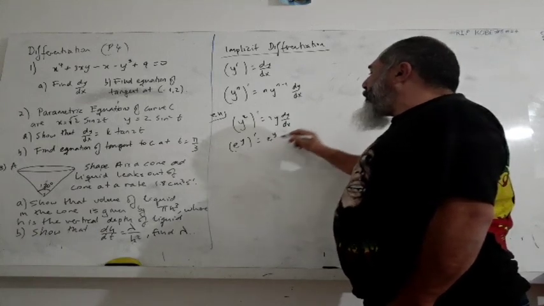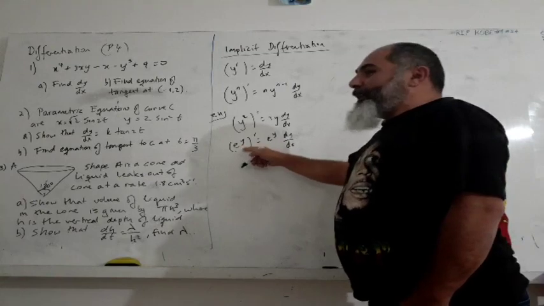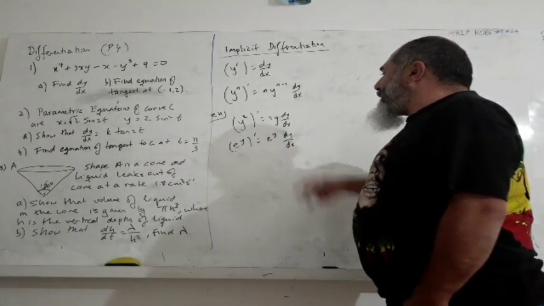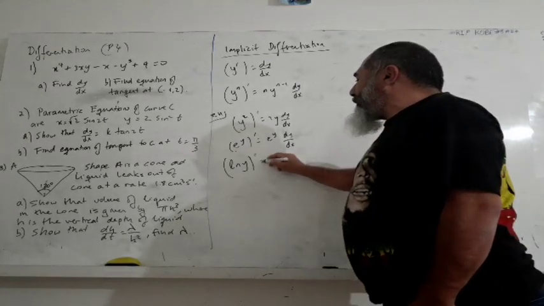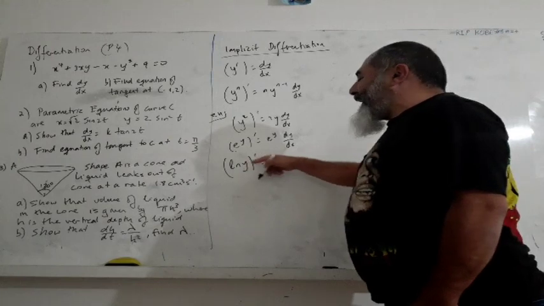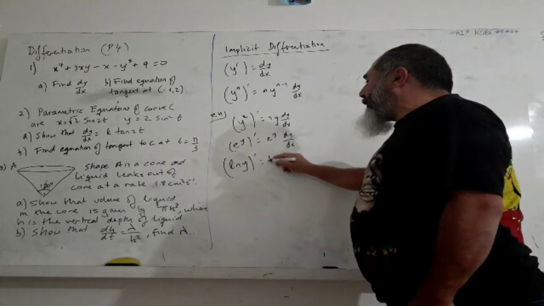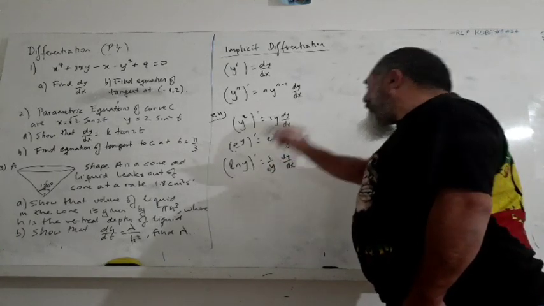You know derivative of e to the power of y is e to the power of y itself times dy over dx, or derivative of ln y is equal to, what is derivative of ln x? It is 1 over x. So this is going to be 1 over y dy over dx.